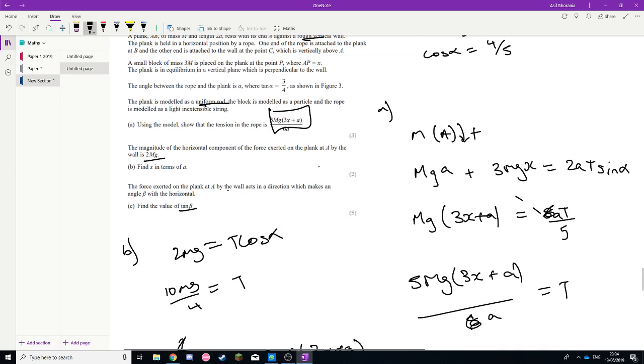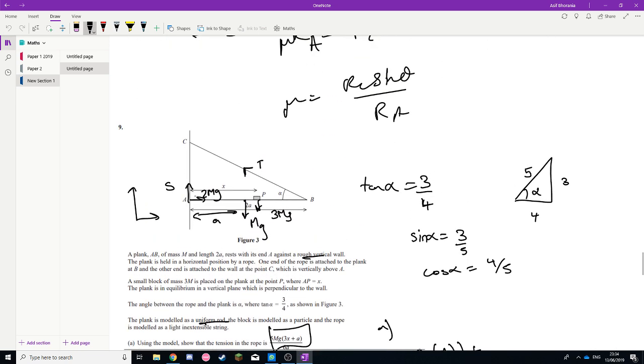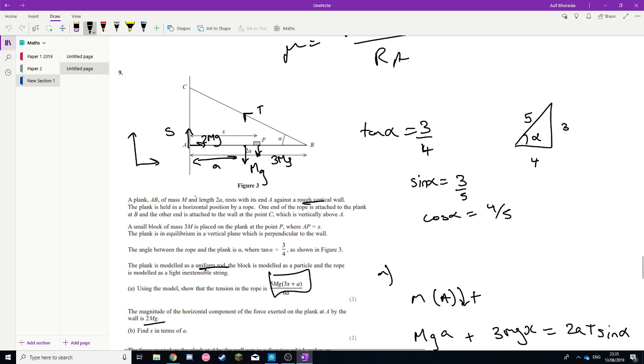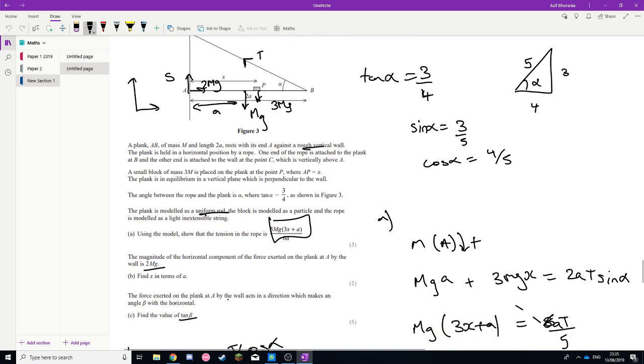The force exerted on the plank at A by the wall acting in this direction. Maybe there's a better way to do it.